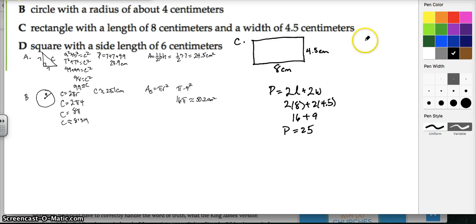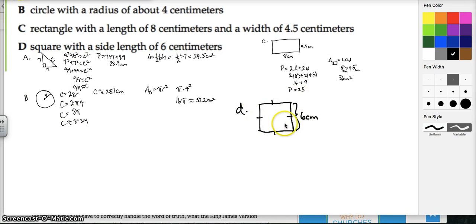And let's check out the area. Area of a rectangle is going to be length times width, and so we'll be multiplying 8 times 4.5. When we multiply 8 times 4.5, we get 36 centimeters squared, because we're dealing with centimeters in each of these situations. And so you can see that C does not top out in terms of using the most cording and getting the largest area. So far we're looking at B. Let's try D.